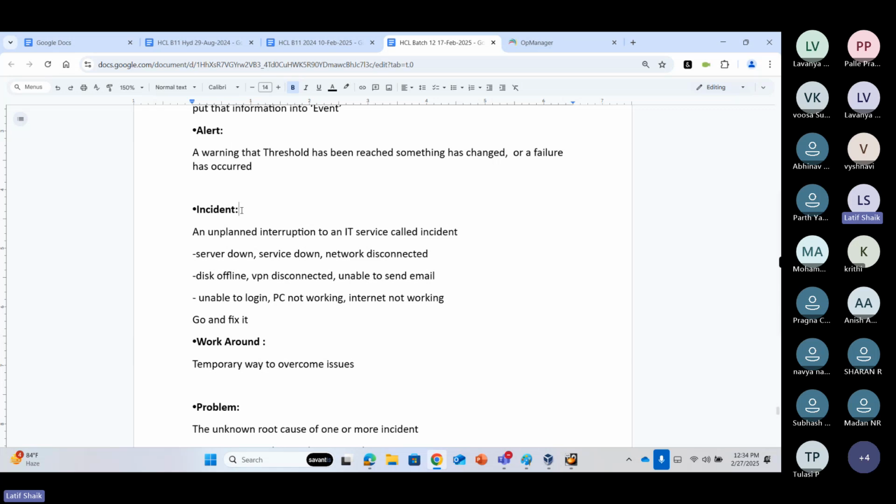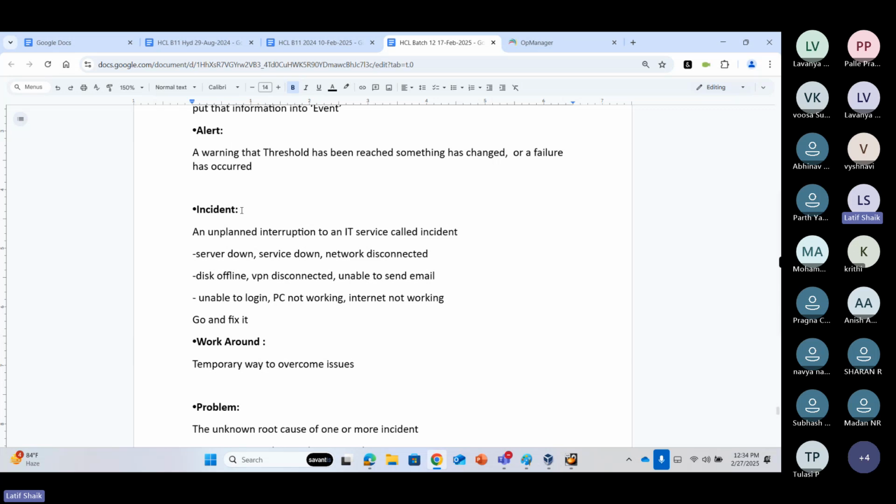Issues like a server is down, service is down, network is disconnected, application is not loading, database server is not connecting, VPN is not connecting, unable to log in, system is not working. These are all different issues and problems, and we'll call them an incident.